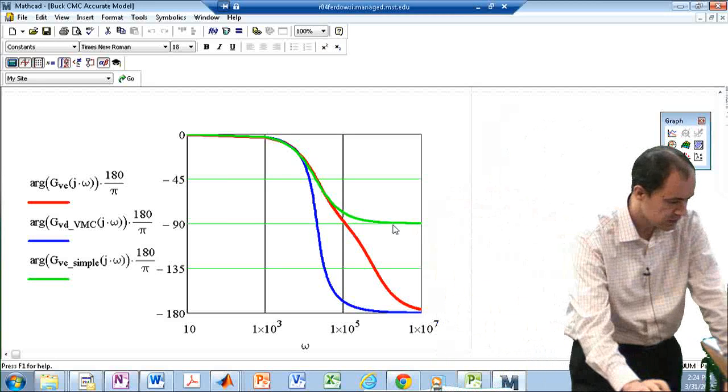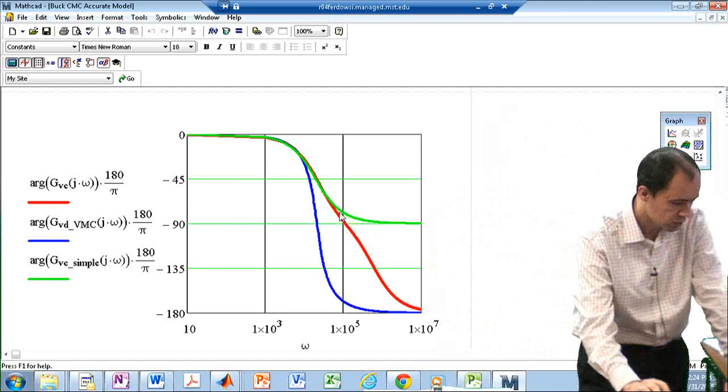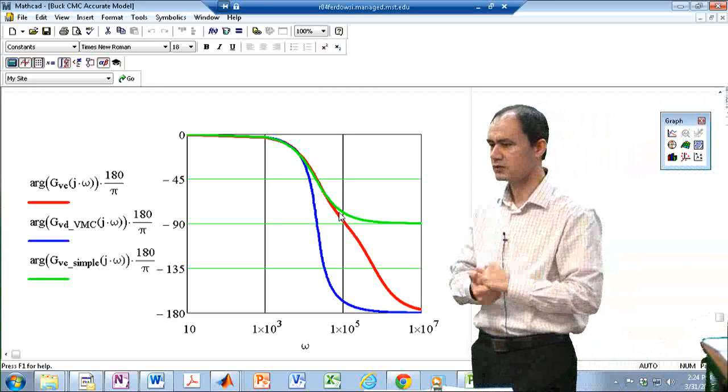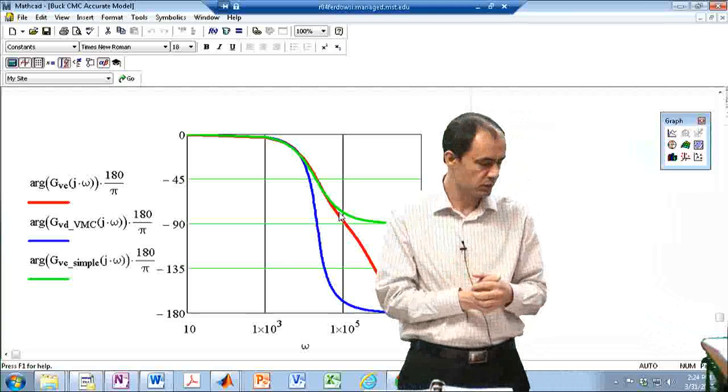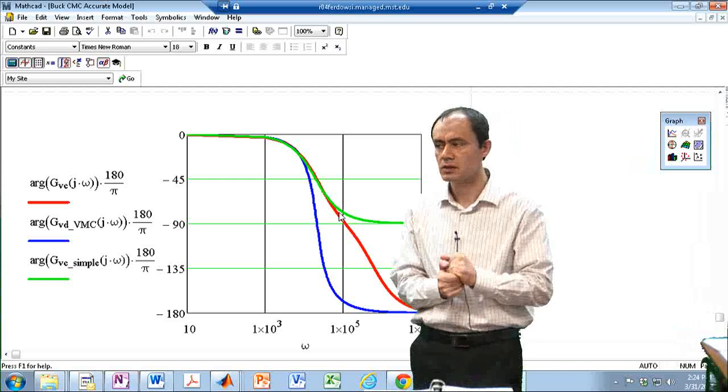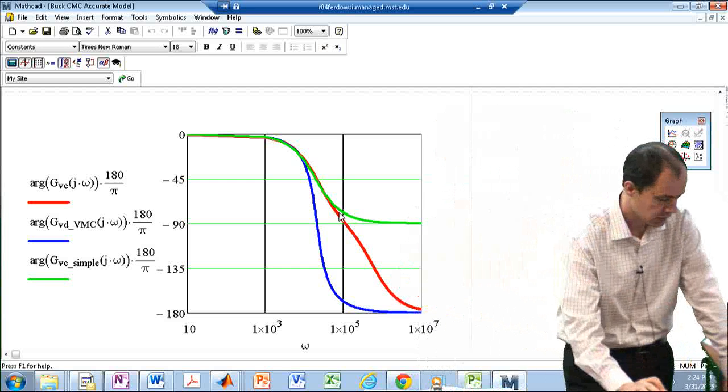Again, you can see that up to this particular frequency, the two models are the same. And that is pretty much where you place your zero crossing frequency anyway. So even though the phases are different at higher frequencies, this may not significantly influence your voltage compensation design.